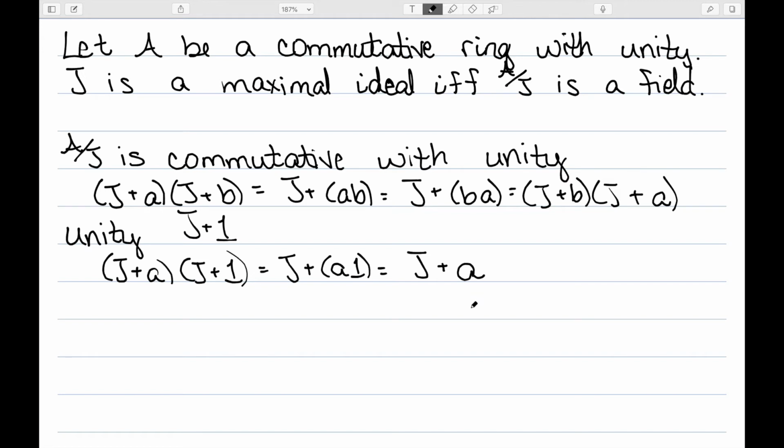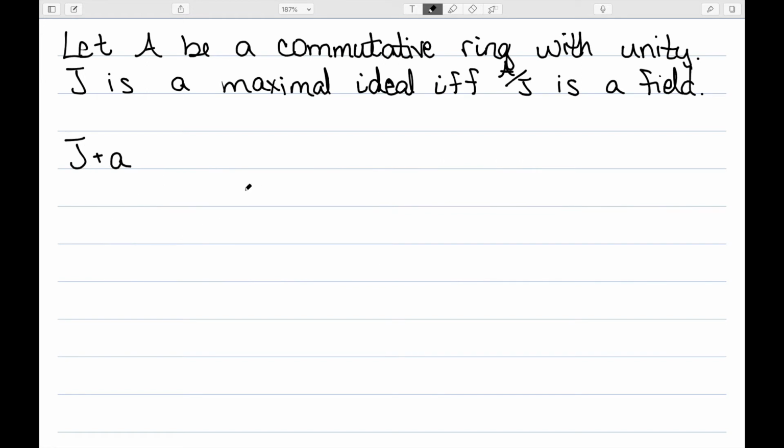Now that I have this, in order to prove that A mod J is a field, we only need to show that if J plus A is any non-zero coset, then it has an inverse. So we just need to prove multiplicative inverses. Let's consider the coset J plus A. Since we want a non-zero element, we need the additional restriction that A does not belong to the set J.